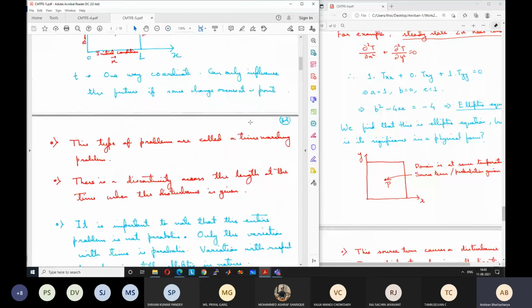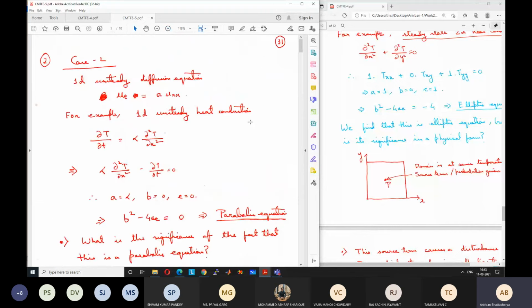Let us take a look at another example: the 1D unsteady heat conduction equation. Conduction is diffusion, so the 1D unsteady diffusion equation can be written like this: del U del t is equal to some constant A into del square U del x square, where U is the dependent variable and t and x are the independent variables. t is the time and x is the spatial direction. An example of the 1D unsteady diffusion equation is 1D unsteady heat conduction.